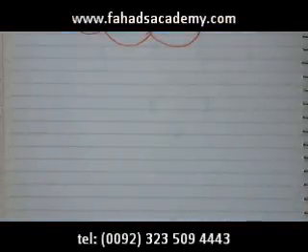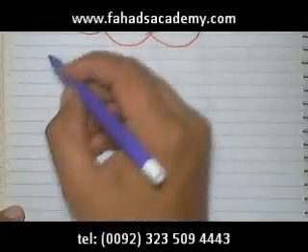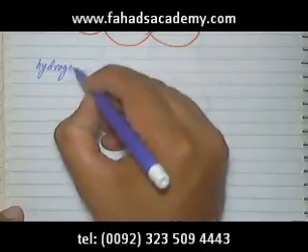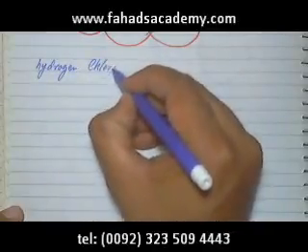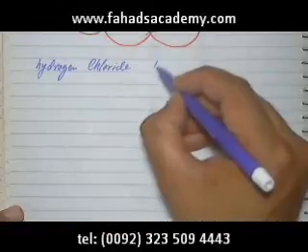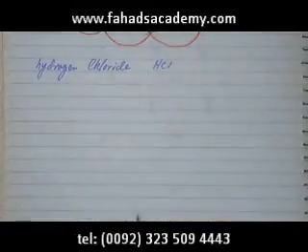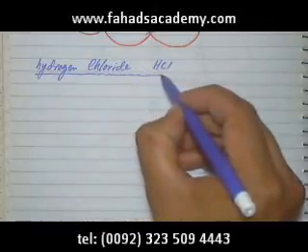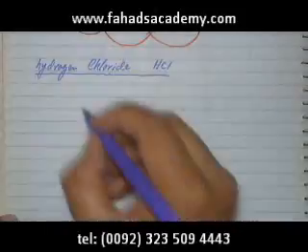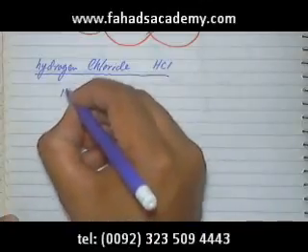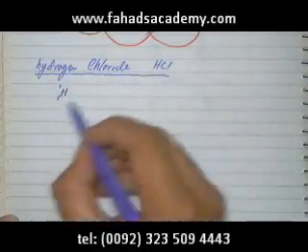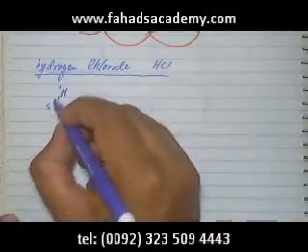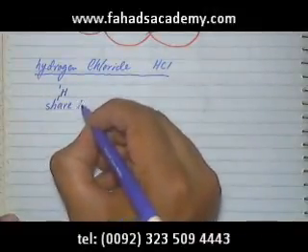Now we are going to try and draw the dot and cross diagram for hydrogen chloride, which is also called HCl. There is one hydrogen atom and one chlorine atom. Now let's take hydrogen first. Hydrogen is 1 and 1, which means that it has 1 electron in its outer shell, and it's going to share 1 electron.